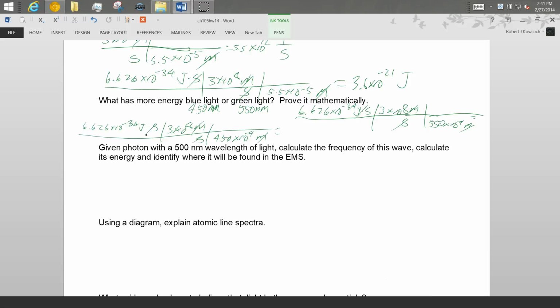All right, so 6.626 E negative 34 times 3 E8 divided by 550 E negative 9. And then I'll do 450. So for this one here, I got 3.19 times 10 to the negative 19 joules. And for this one here, I got 4.41 times 10 to the negative 19th joules. There you go. I just proved that the blue light has more energy than the green light.